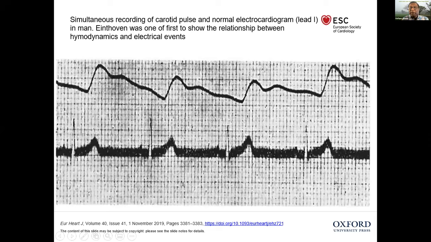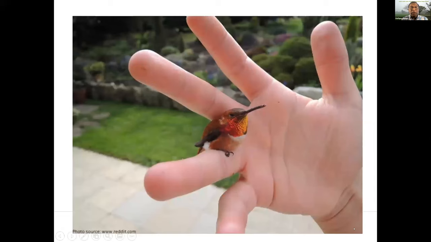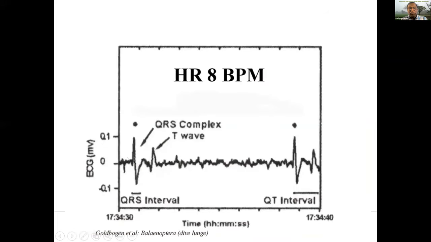I'm going to show you some ECGs. People always ask me, what is a low heart rate? And this is always a question. Somebody comes with a heart rate of 45, is it bad? 38, is it bad? These are all the animals. This is the biggest animal that we have, 180,000 kilograms, a human being 70 kilograms. Look at the hummingbird, only a few grams. Look at the ECGs. This is the ECG from a blue whale, heart rate of 8. Such a big animal living with a heart rate of 8.